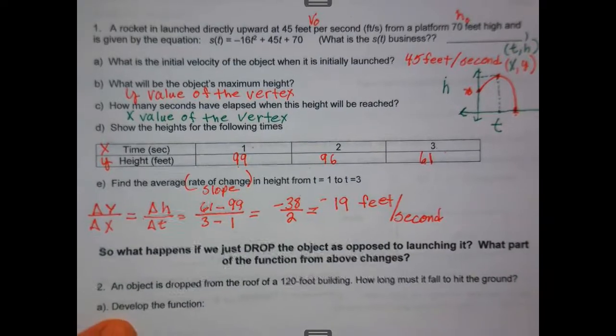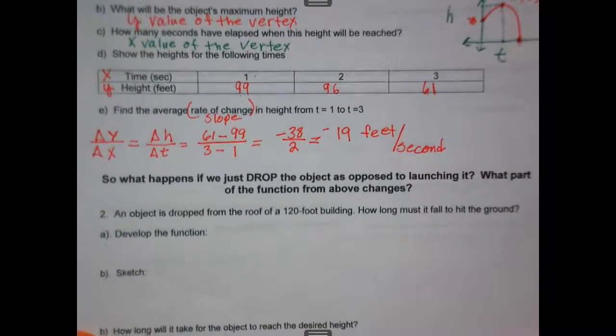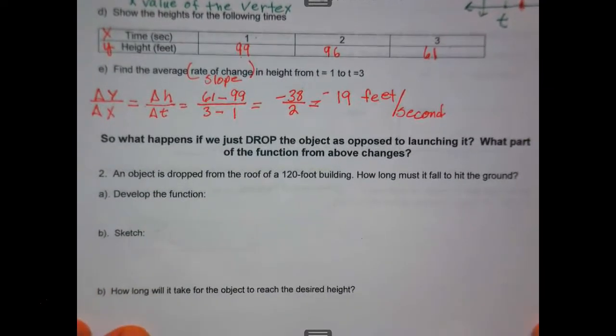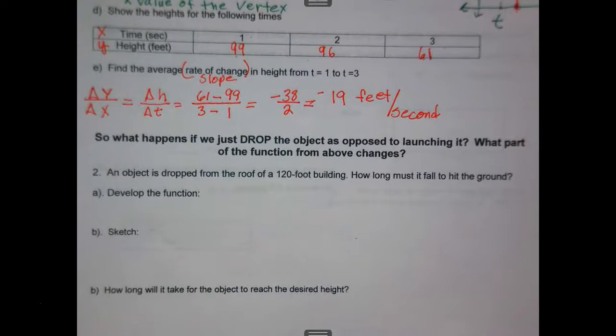All right, are you ready, kids? Let's start number 2. All right, so what happens if we just drop the object as opposed to launching it? What part of the function from above changes? Okay, think about the difference. Think about the difference of launching a rocket.